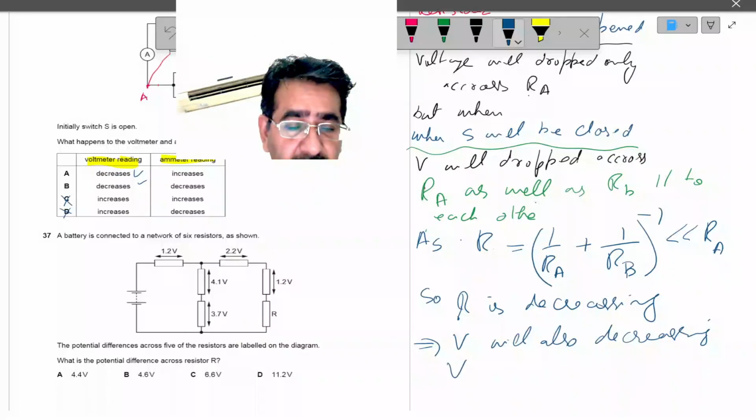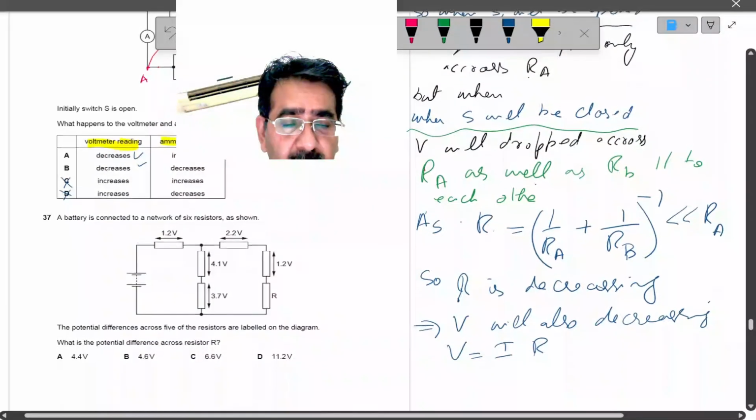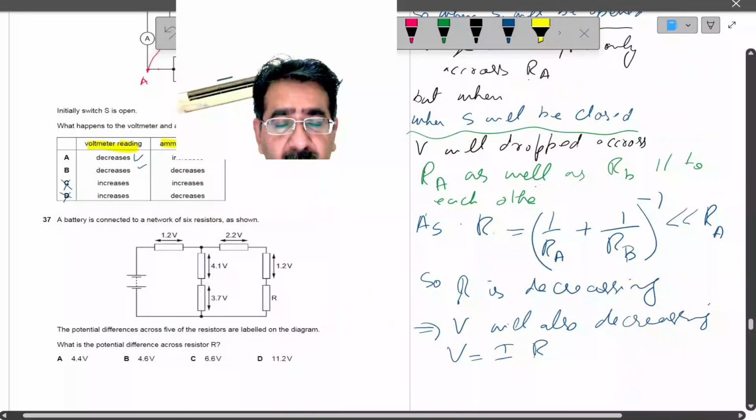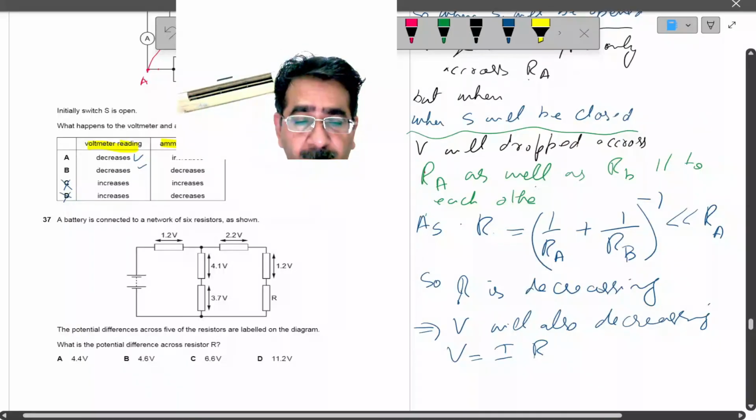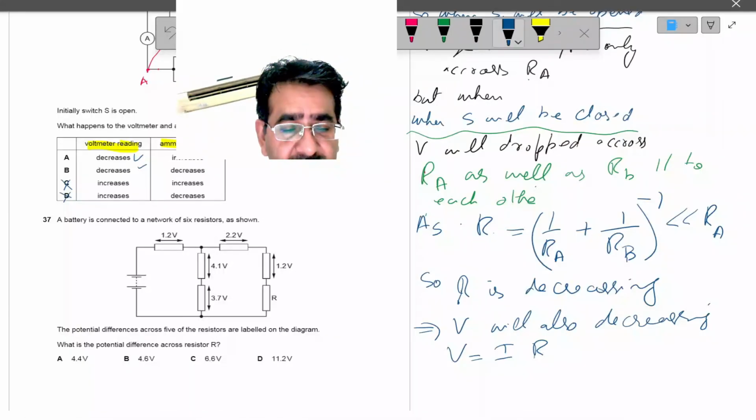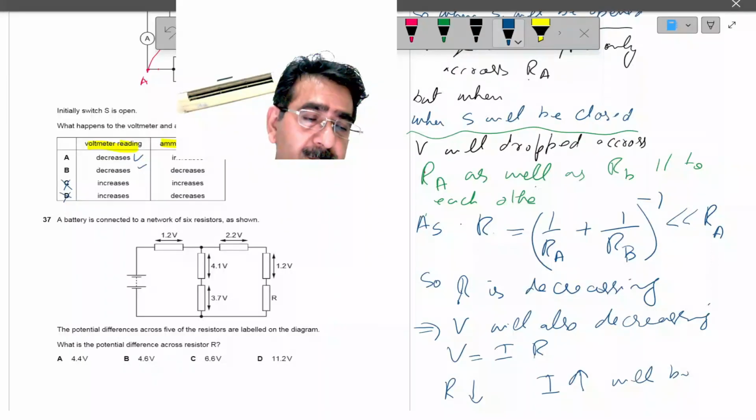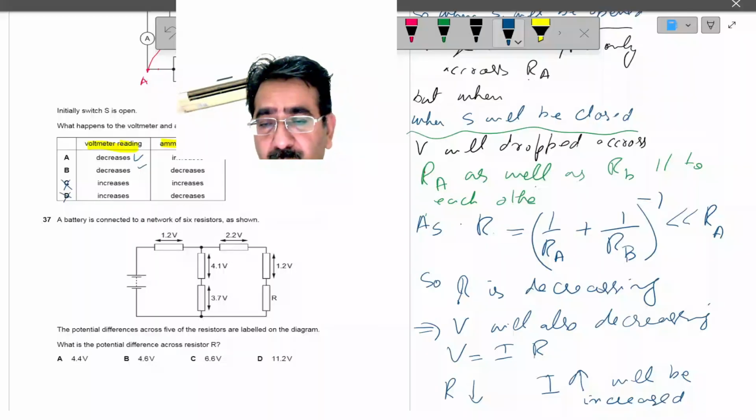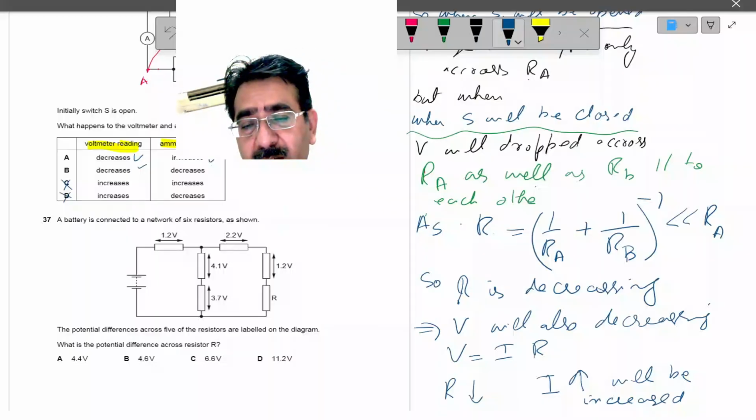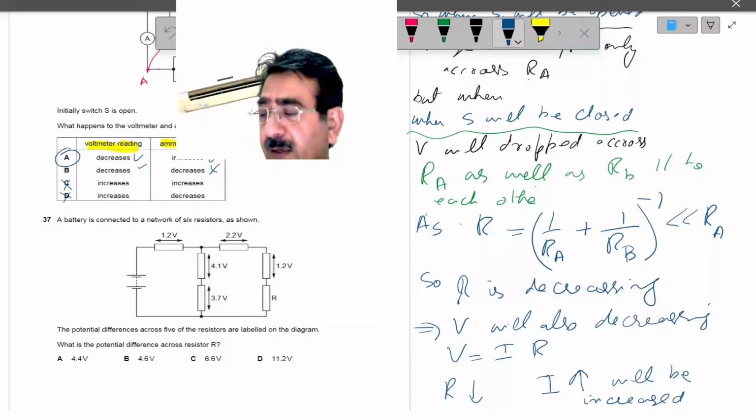But V is equal to I R. When resistance is decreasing, I will be increased. So this will be wrong, and the answer will be the option where V decreases and I increases.